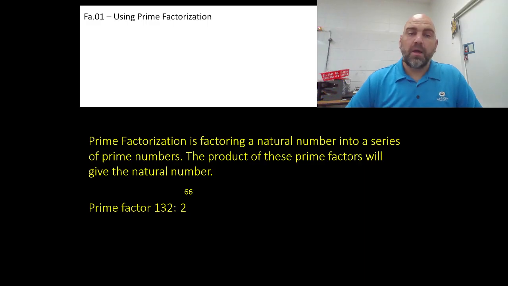Let's try another number. Can we divide it by 2 again? Yeah, it's still even, so we can divide it by 2 again. And we're left with 33. Now we're going to keep on going. Can we divide it by 2 again? Nope, we cannot because it is an odd number. So now let's move up into some of our odd prime numbers. Can we divide it by 3? Yep, try it. 33 divided by 3 is 11. So 3 is another prime factor of 132. Now we're left with 11.